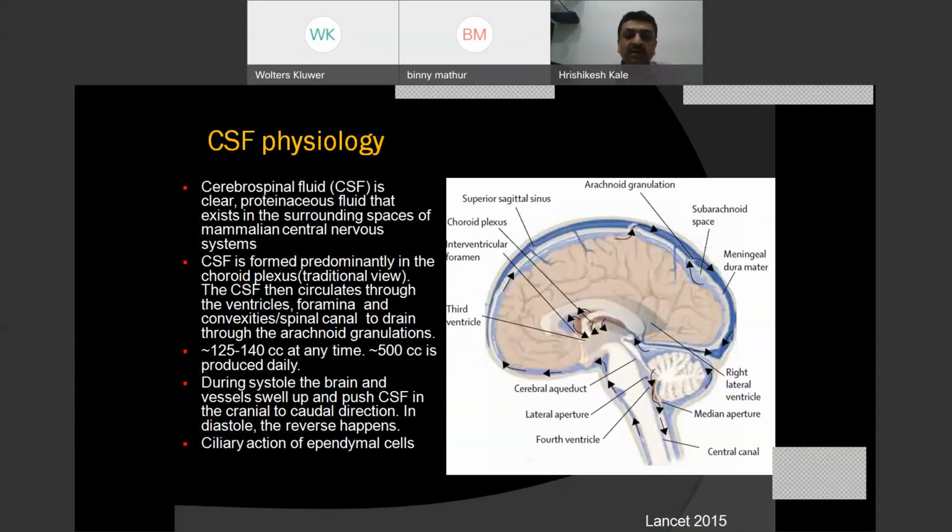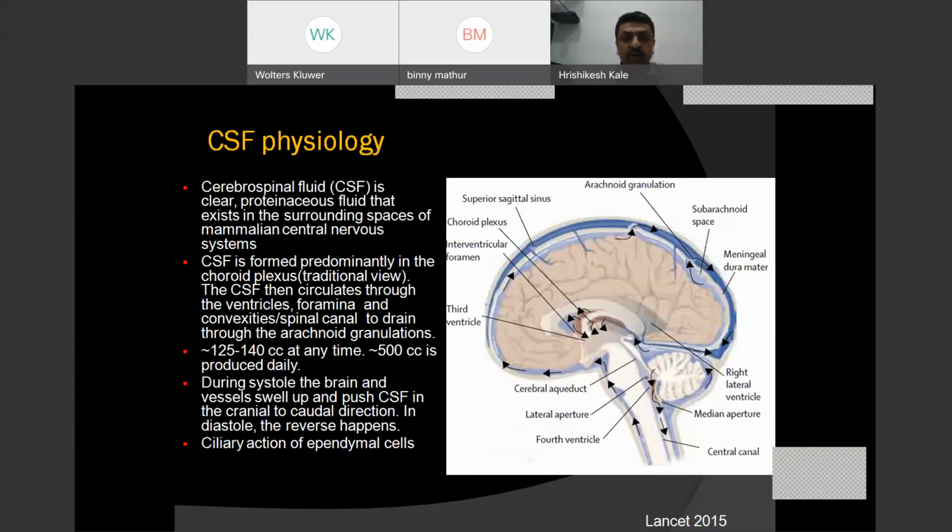From the basal cisterns, it extends to the cerebral convexities, from where it drains into the arachnoid granulations. At any point of time, there's around 125 to 140 cc of CSF within the subarachnoid space and the ventricular system. A total of around 500 cc is produced daily. So you can see that there is a lot of recirculation and redistribution of the CSF occurring. So how does this movement of CSF occur?